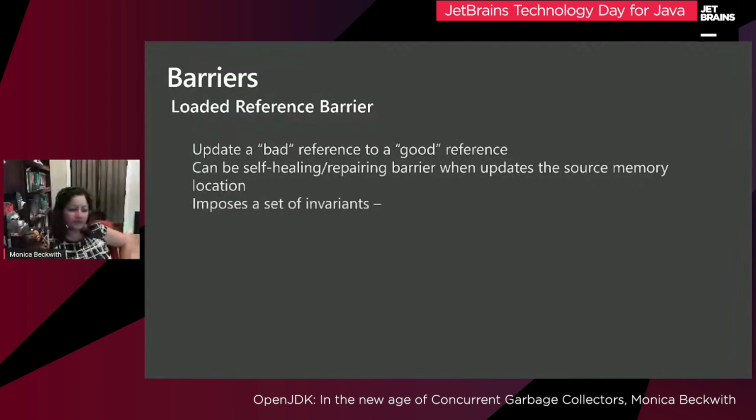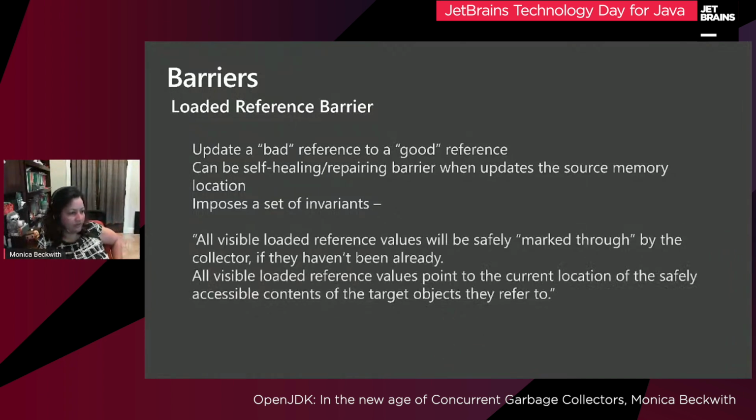This LRB is based on a couple of invariants. The simplest thing to know is that writes and reads will always happen into or from the to space. If you're writing, you're going to write into the to space, which is the new space, and if you're reading, it's also from the to space. So we always say the guarantee is that the to space is the most current copy, and that's called a strong to space invariant.